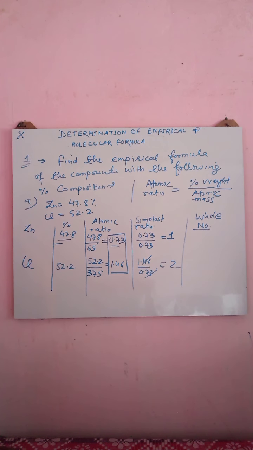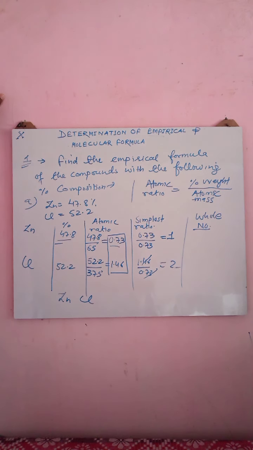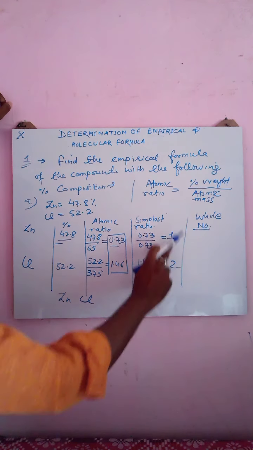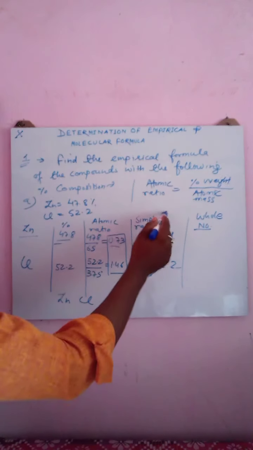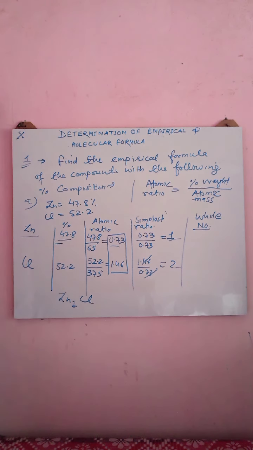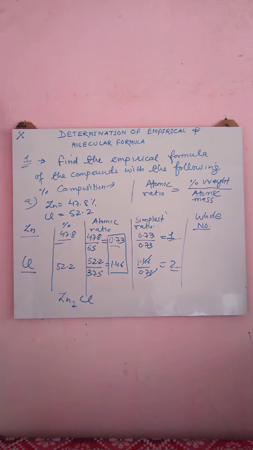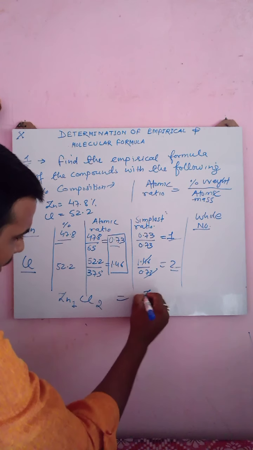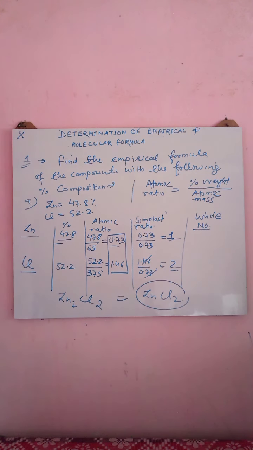Now how can you find the empirical formula? Write the symbols of the different elements together, zinc and chlorine. Whatever simplest ratio you got, put it as a subscript with the respective element. For zinc, the simplest ratio is 1; put this 1 as a subscript with zinc. For chlorine, the simplest ratio is 2; put this 2 as a subscript with chlorine. You got the empirical formula ZnCl2. Your answer is that the empirical formula is ZnCl2.